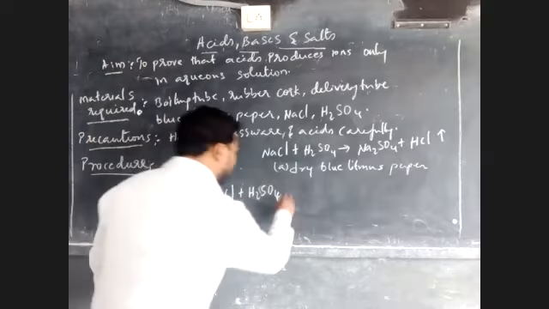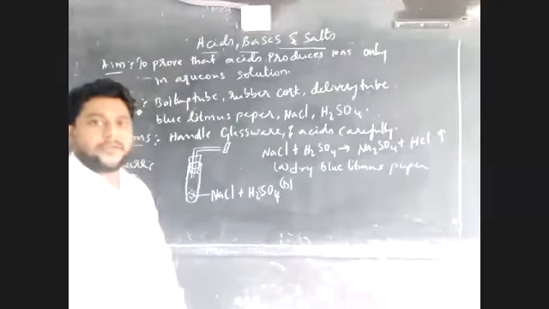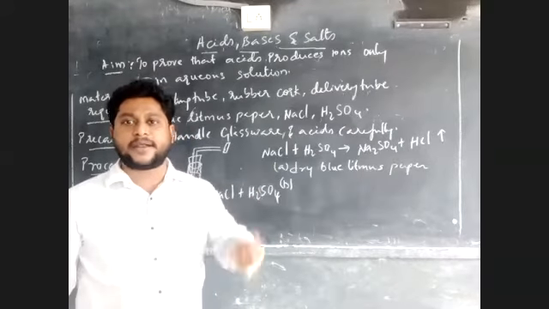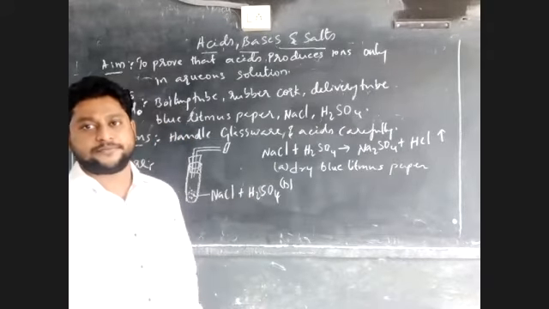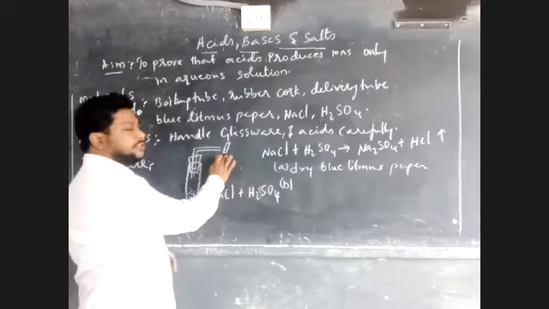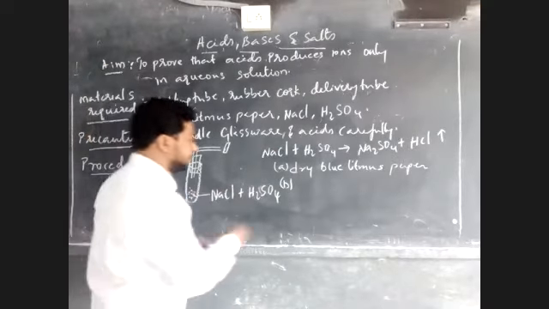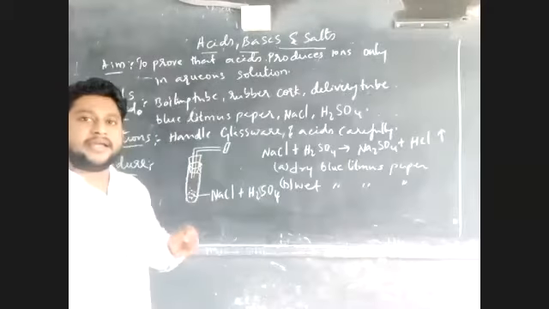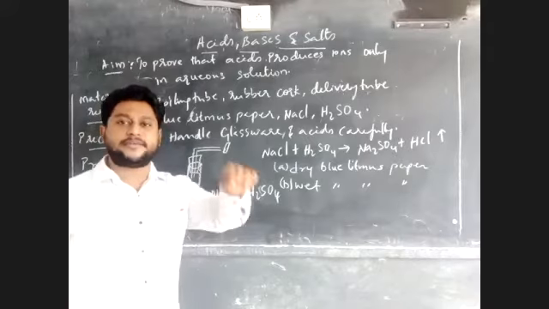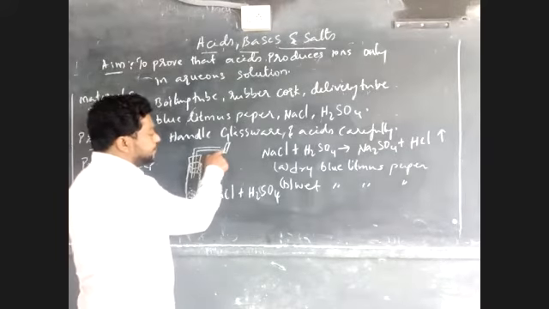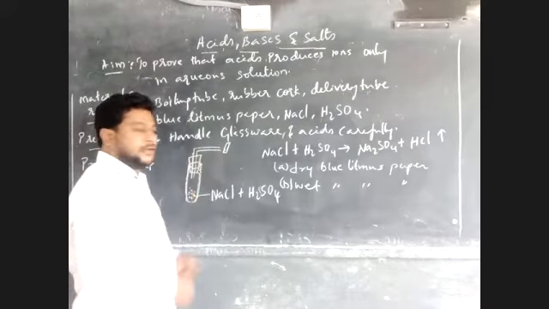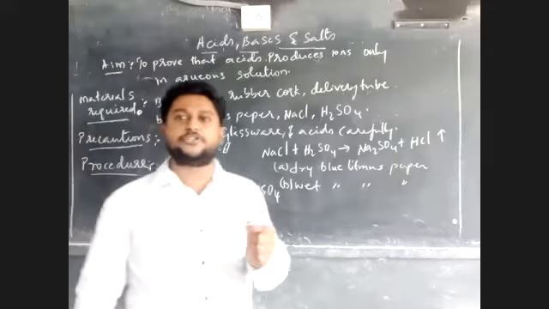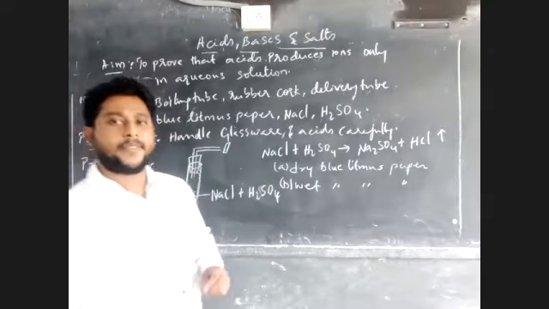So what are you going to take now? You are going to dip that blue litmus paper in moisture, that means in water. Now bring that wet blue litmus paper. How is it wet? You dip it in the water. Now when you bring the wet blue litmus paper, that part where it is moist has changed to red color.